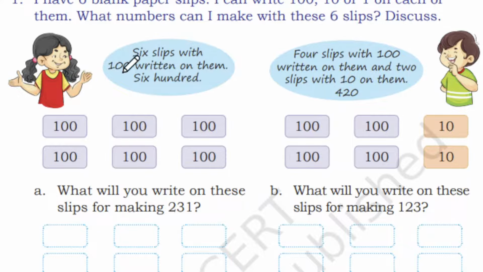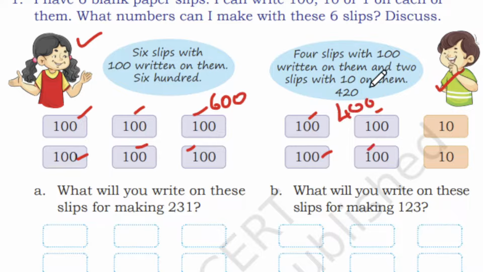Okay, we have both a girl and a boy here. 6 slips with 100 written on them. So here we have 6 slips. What did this girl do? She wrote 100 on all 6 slips. So 100, 100, 100, 100, 100, 100. 6 times 100, she gets 600. But the boy, what did he do? He wrote 1, 2, 3, 4, 4 times 100, which is 400. And he wrote tens on 2 slips. So 2 tens is 20. So 400 plus 20, he gets 420.